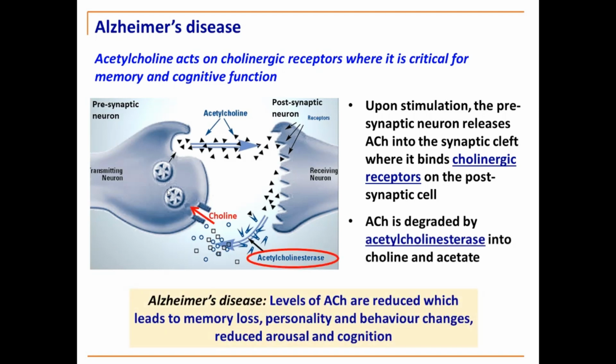And in Alzheimer's disease, the levels of acetylcholine are reduced, and that leads to some of the symptoms: memory loss, personality and behavior changes, reduced arousal and cognition, as we've already talked about. But two of the earliest signs, of course, are memory loss and the ability to learn. Like I said, those are two of the earliest changes that are seen.